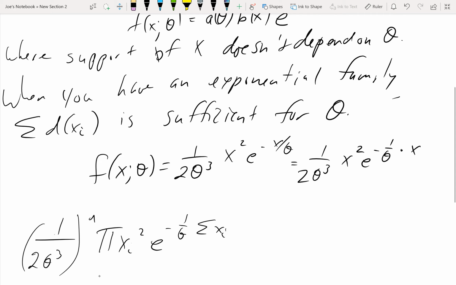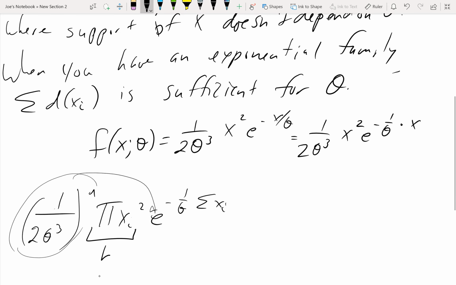So when we have our factorization theorem again, h of x would just be the product of x sub i squared, and then the phi would be, you would take this part here and put it over with that. What I don't understand is that it says phi depends on x1 through xn only. Right, so this part would be your h, and this would be your phi of the summation of x sub i.